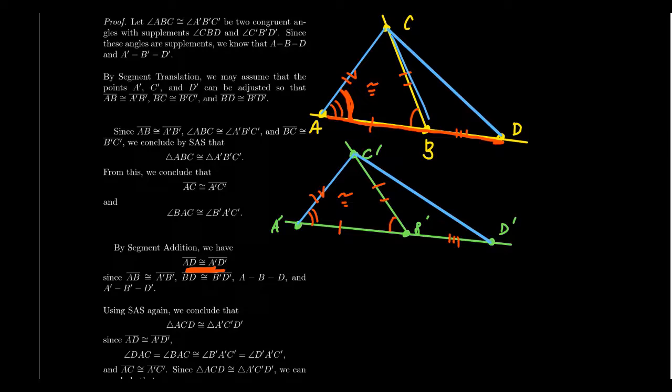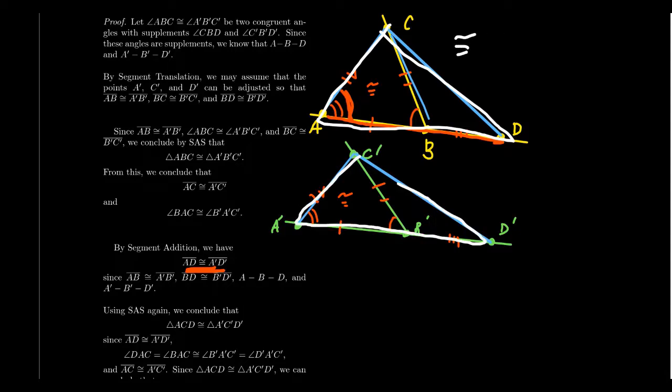That's again an application of the side angle side right there. So ACD is congruent to A prime, C prime, D prime because of this side angle side situation. So this triangle is congruent to this triangle right here that I've now colored here in white. All right, so we've done two triangle congruences so far. Now, because these triangles are congruent to each other, we have that their corresponding parts are congruent as well. So what's left to be done here?